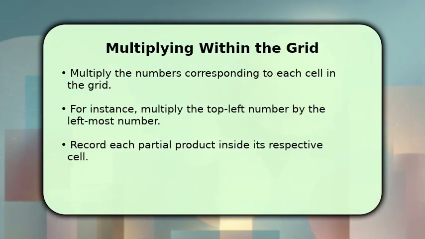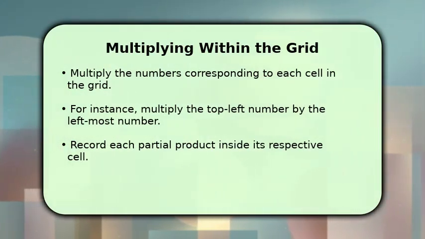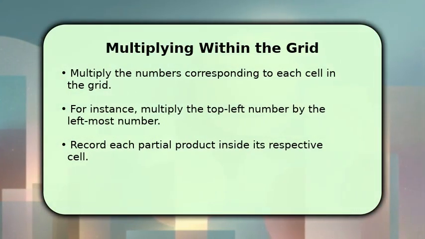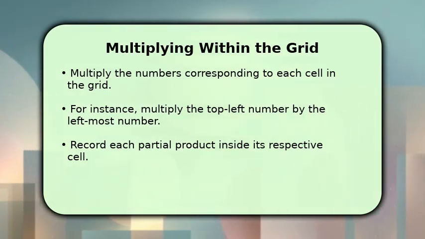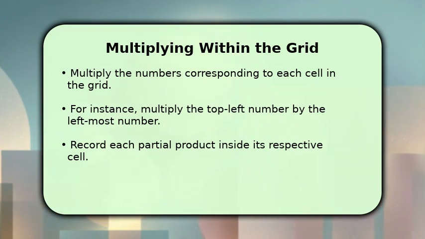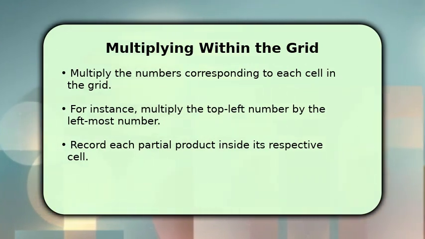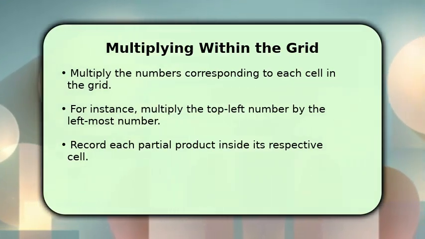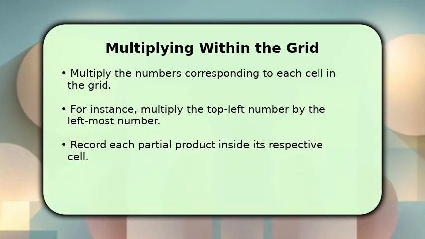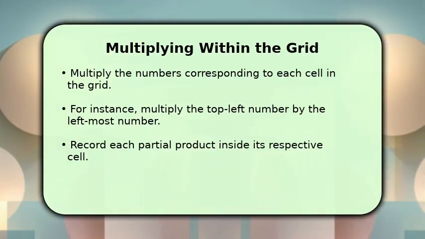With your grid set up, it's time to multiply. For each cell, multiply the number at the top of its column by the number at the start of its row. If you have 30 times 20, that's 600. If you have 4 times 7, that's 28. Fill all 4 cells with their correct partial products. This step is crucial for breaking down the larger problem.